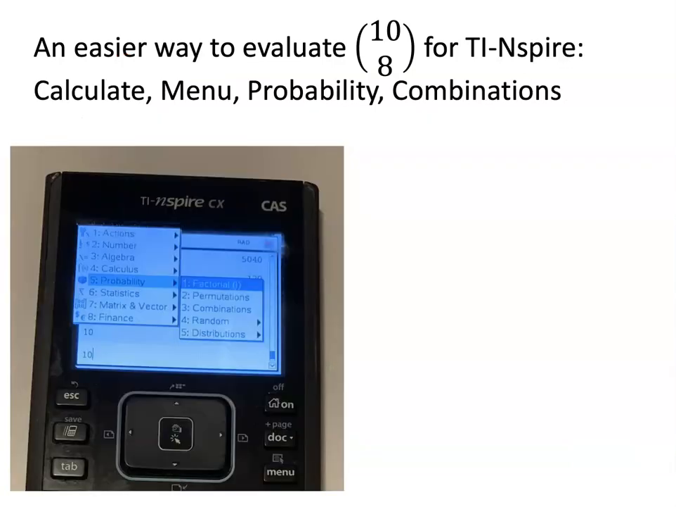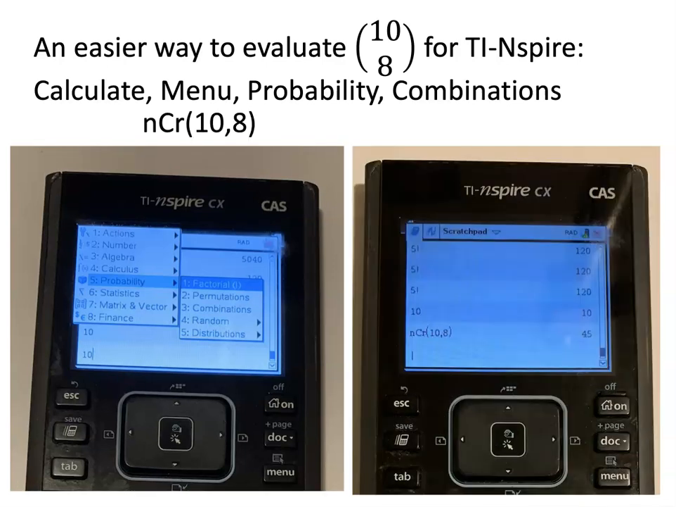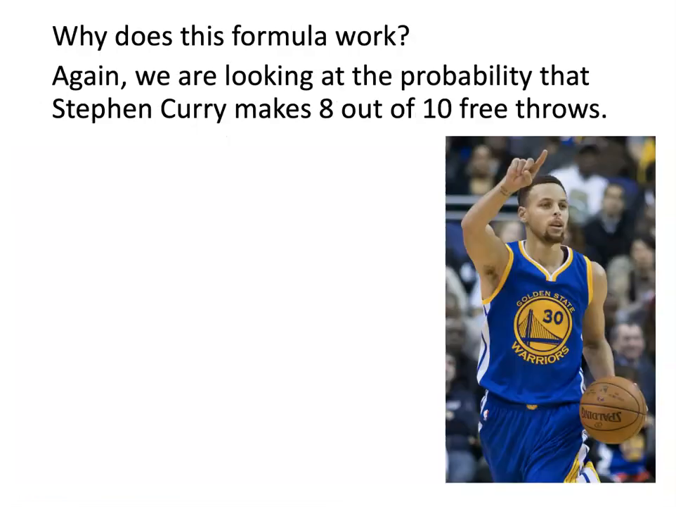So you could do the same thing on the TI Inspire. Again, you would choose Calculate, and then press the Menu button, choose Probability, and then choose Combinations. So your calculator is going to spit out nCr, and then a couple of parentheses. And inside those parentheses, you would just type 10, 8. That would be the way we enter 10 choose 8. You press enter, and it gives you the answer of 45.